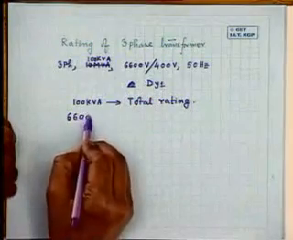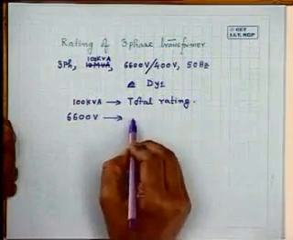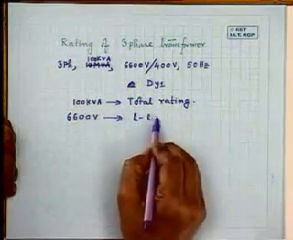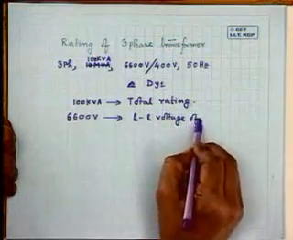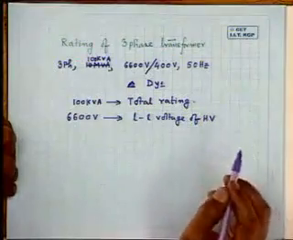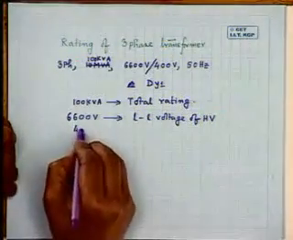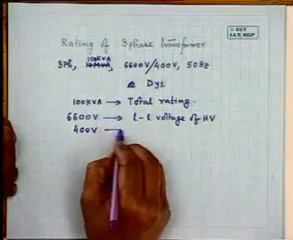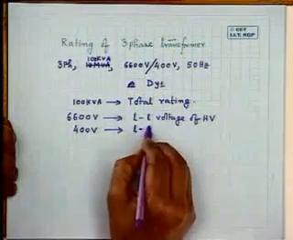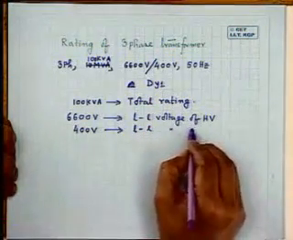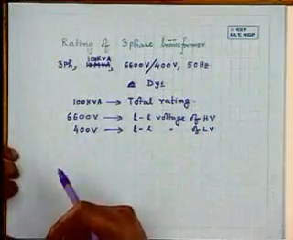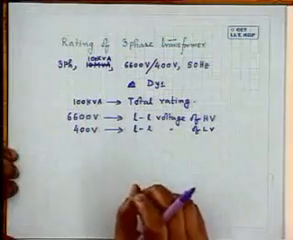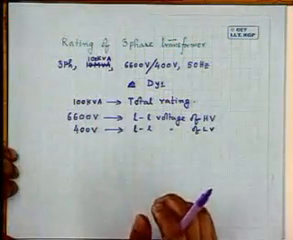This 6600 volt is always line to line voltage of HV. And 400 volt once again is the line to line voltage of LV. This is the standard way of specifying a three-phase transformer.